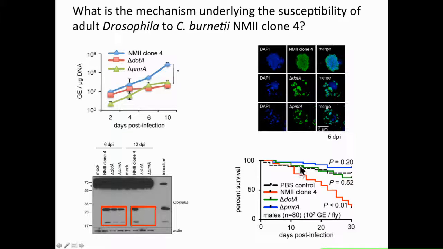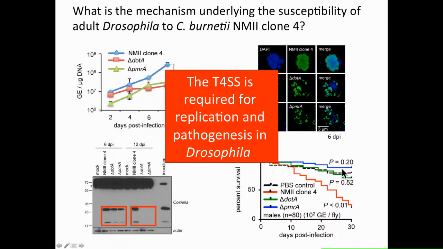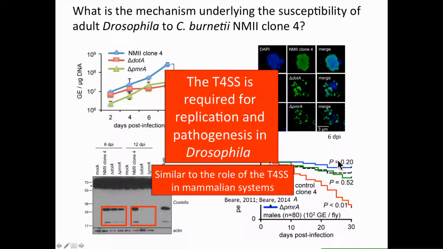And then looking in adult flies, these are Oregon R flies, we see that, again, the background strain can kill flies very rapidly, but these 2 mutant strains do not cause significant mortality in the flies. So the type 4 secretion system is required for replication and pathogenesis in Drosophila. And again, this is similar to the role of this type 4 secretion system in mammalian systems as well.